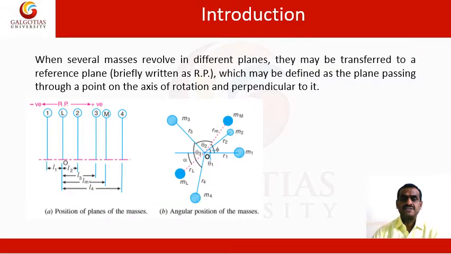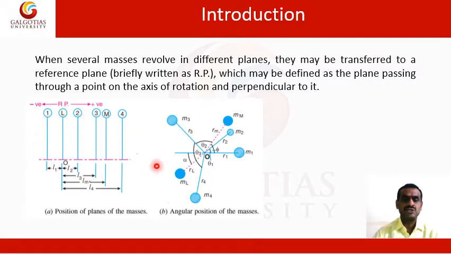When several masses revolve in different planes, they may be transferred to a reference plane RP, which may be defined as the plane passing through a point on the axis of rotation and perpendicular to it. Consider planes 1, 2, 3, 4. In these four planes there will be disturbing masses. In order to balance these four masses, we are providing the balancing masses in planes L and M.